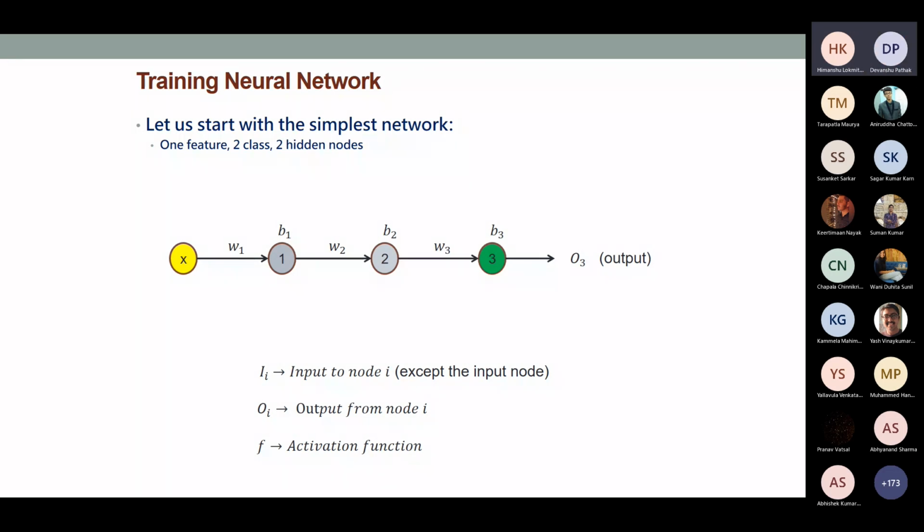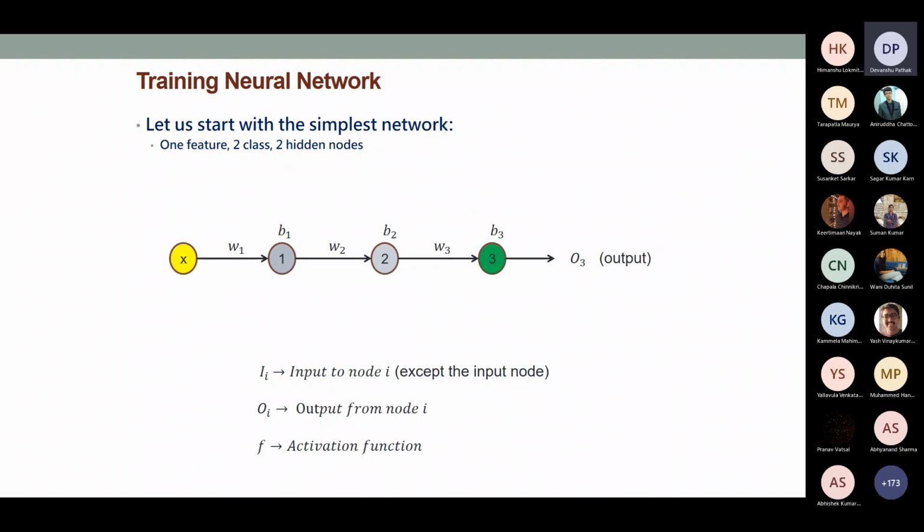Now you can see these different colors represent different kinds of nodes. Yellow is the input, X, the green one is the output, and the shaded ones are the hidden nodes. As you know, the W's are the weight parameters and the B's are the bias parameters. My input is X, and the output produced by the network is O3 in this case.